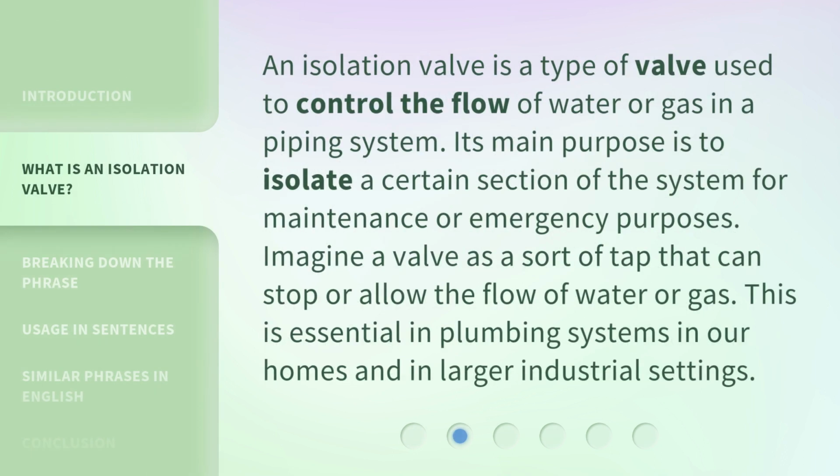An isolation valve is a type of valve used to control the flow of water or gas in a piping system. Its main purpose is to isolate a certain section of the system for maintenance or emergency purposes. Imagine a valve as a sort of tap that can stop or allow the flow of water or gas. This is essential in plumbing systems in our homes and in larger industrial settings.